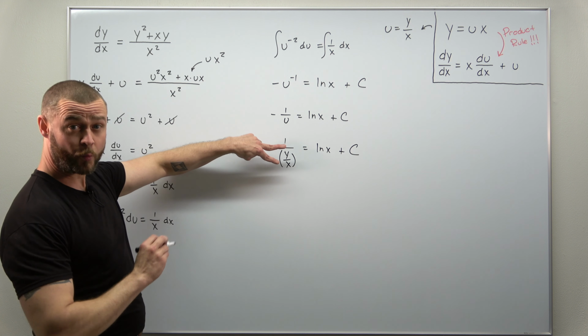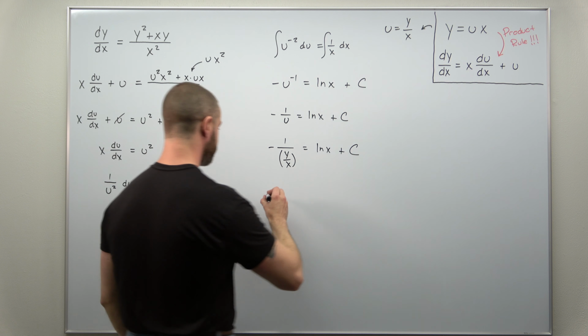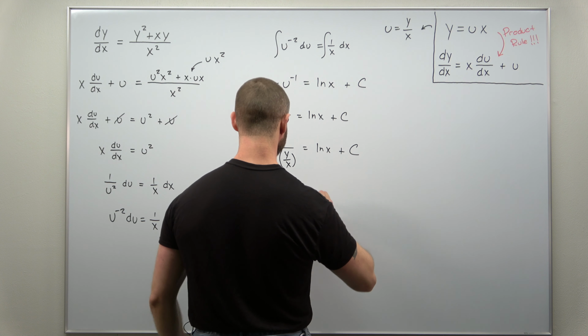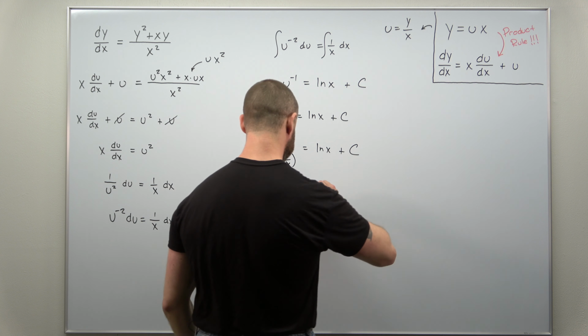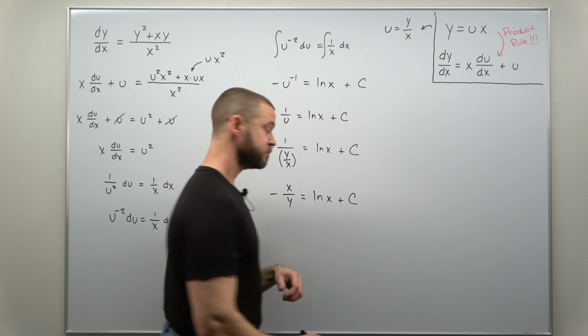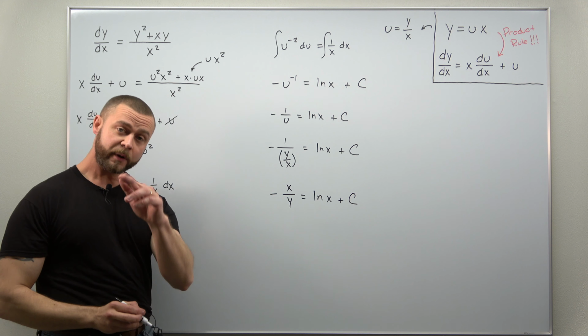And you might have done the work already. Go ahead and flip that, and we can write this left side as negative x over y, and then equals natural log of x plus c. All right, and there we go.